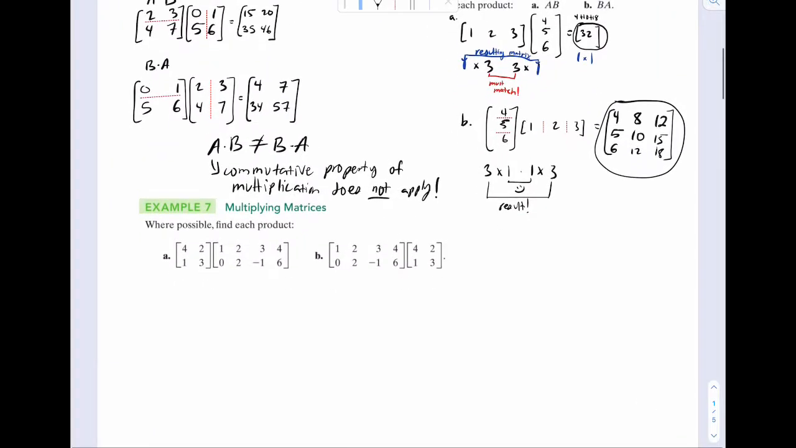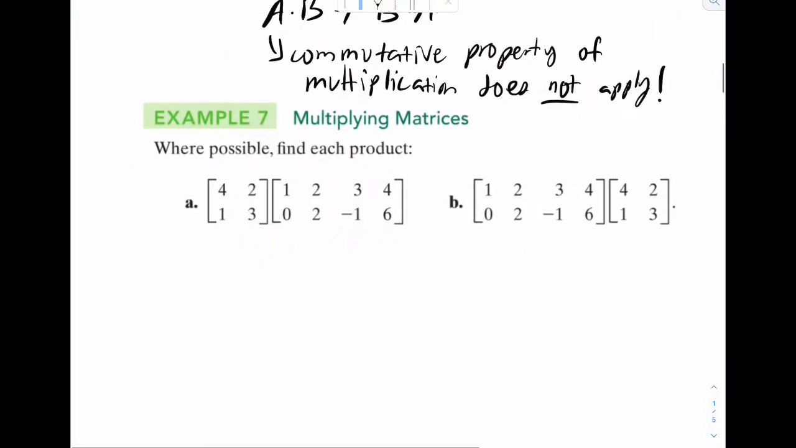Now here's our last two examples. It says multiply, so we're going to practice here. So for A, this is a 2 by 2. This is a 2 by 4. So we can see the match, so that's good. This is our result, 2 by 4.